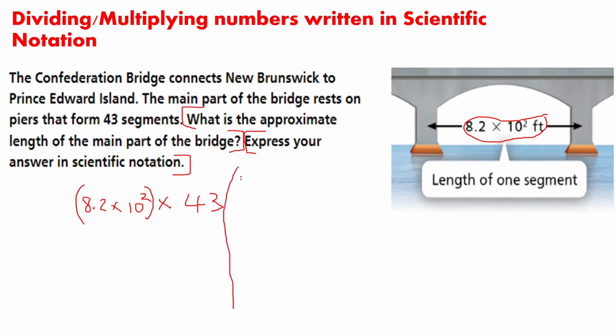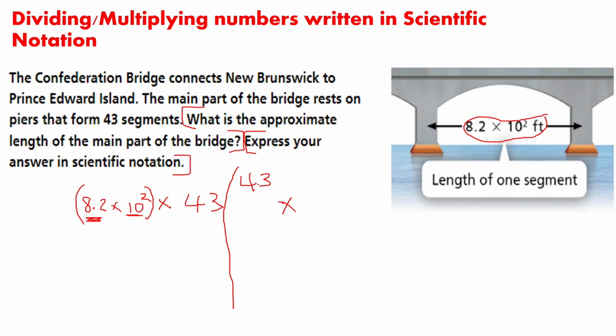Now, how do we write 43 in scientific notation? To write a number in scientific notation, you must have two factors. The first factor must be less than 10 but greater than or equal to 1. And the second factor must be a power of 10. That factor must be multiplied by a power of 10, so we're going to put in our multiplication.